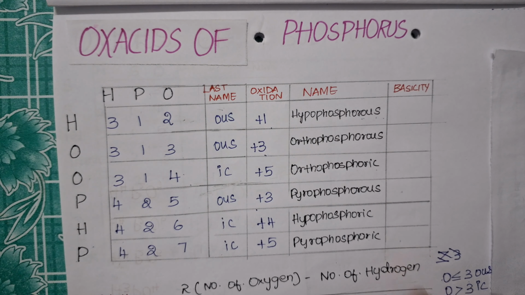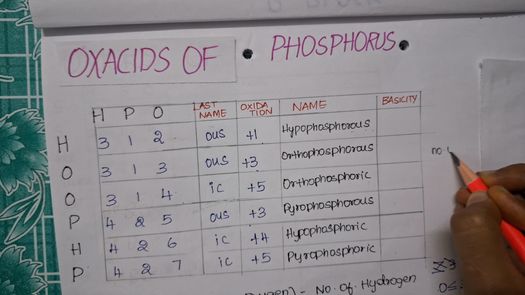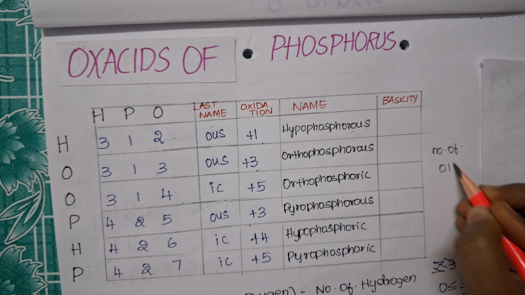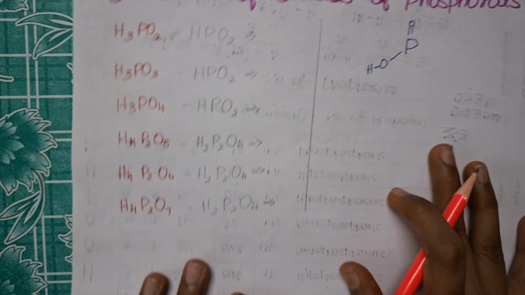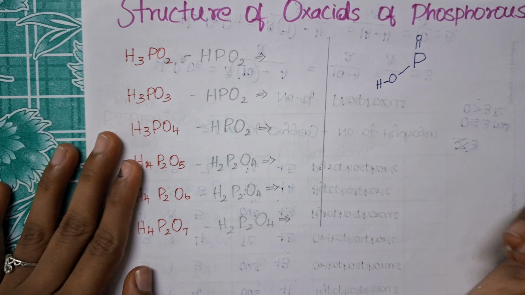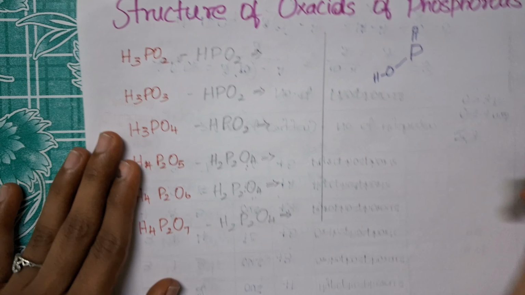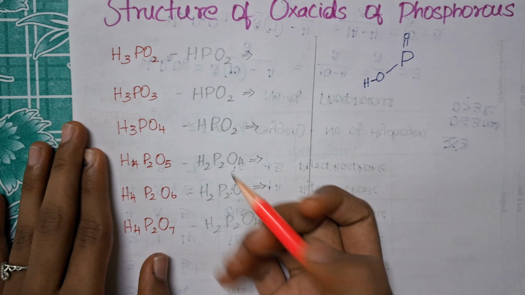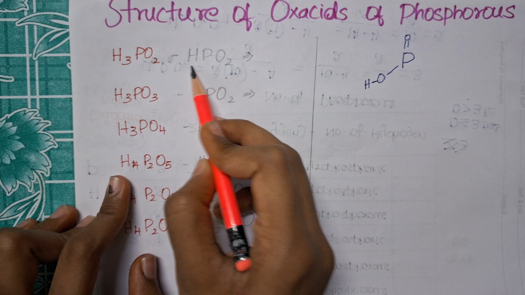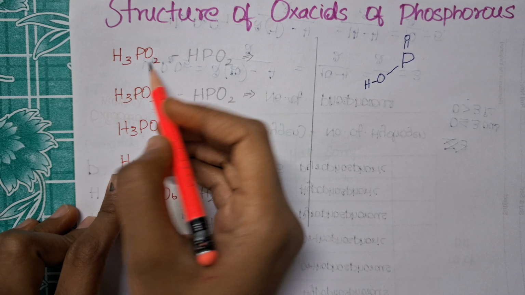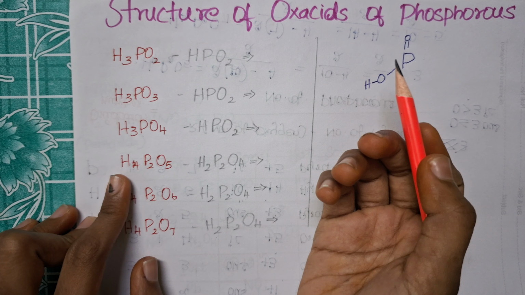The basicity is nothing. Number of OH in your structure will give you the basicity. Okay, so firstly we will learn about your structure. This is also very easy. What you have to do is, see, whenever there is a single P, you have to minus HPO2 from that. Whenever there is a single P, you have to minus HPO2 from that.